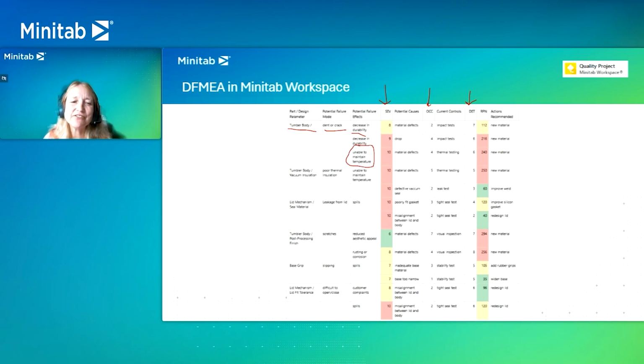We look at how severe that defect is, and we rate that on a scale of 1 to 10. We can also set colors here so that the red are the worst kind of defect you could see. That's the severity. We look at what could cause that. So dents or cracks could be material defects. It could be that I dropped it. There are different types of material defects. I've kind of delineated these.